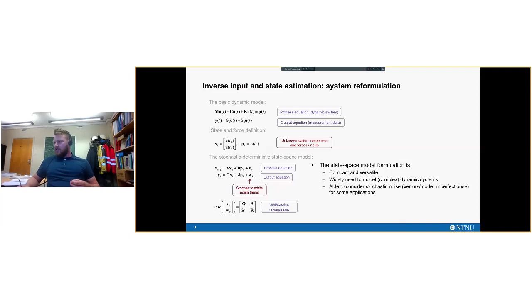So the reason we use this state space model formulation is that it's very compact and versatile for many types of bridges. And it is in fact widely used to model very complex dynamic systems. Many types of systems can be reformulated on this state space form. And these errors and model imperfections are also able to be described in the state space model. So we call this a stochastic deterministic model, since it has the deterministic loads in addition to the stochastic noise terms.